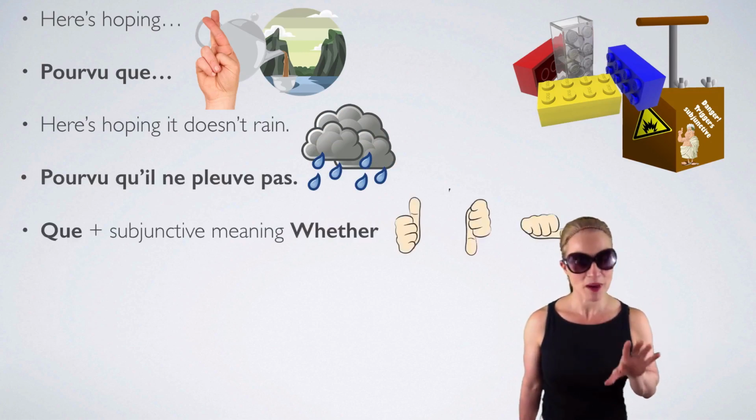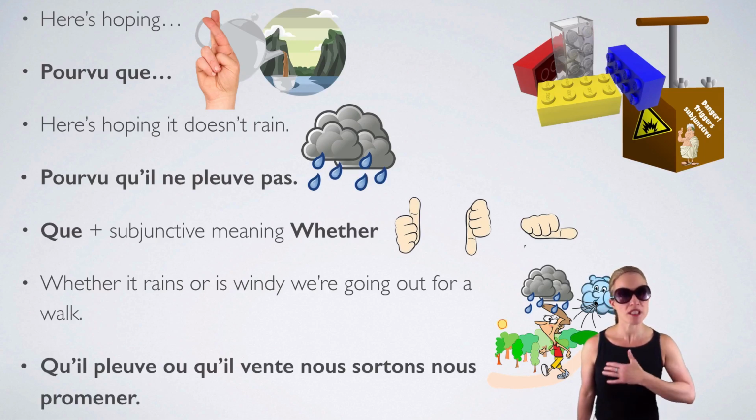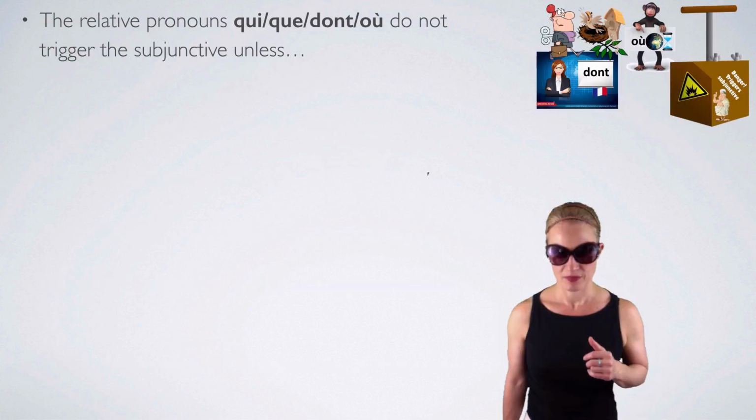Then you can have que by itself and then the subjunctive, meaning whether. Whether it rains or it's windy, we're going out for a walk. Qu'il pleuve ou qu'il vente, nous sortons nous promener.